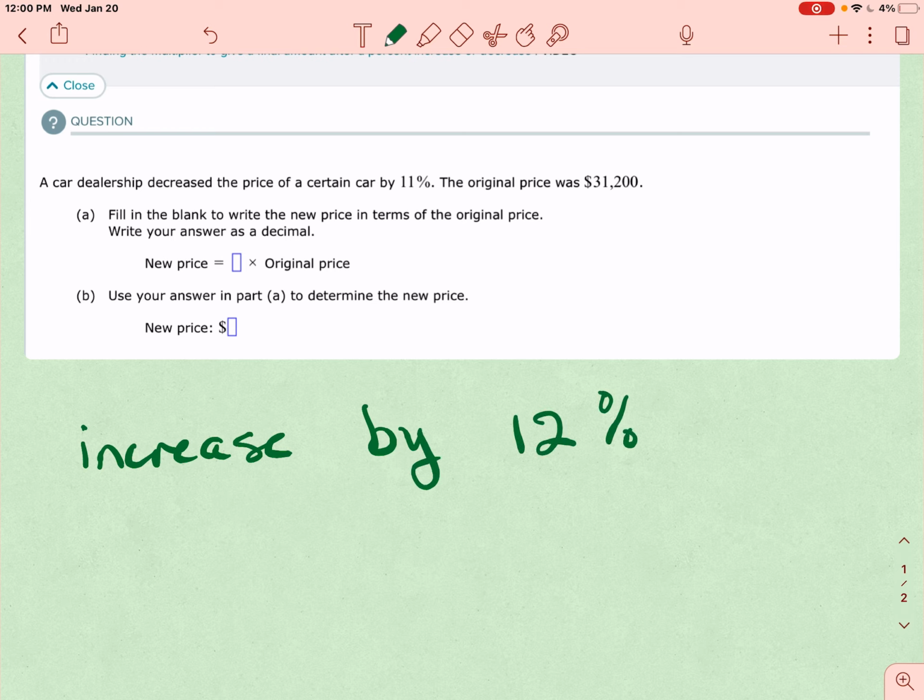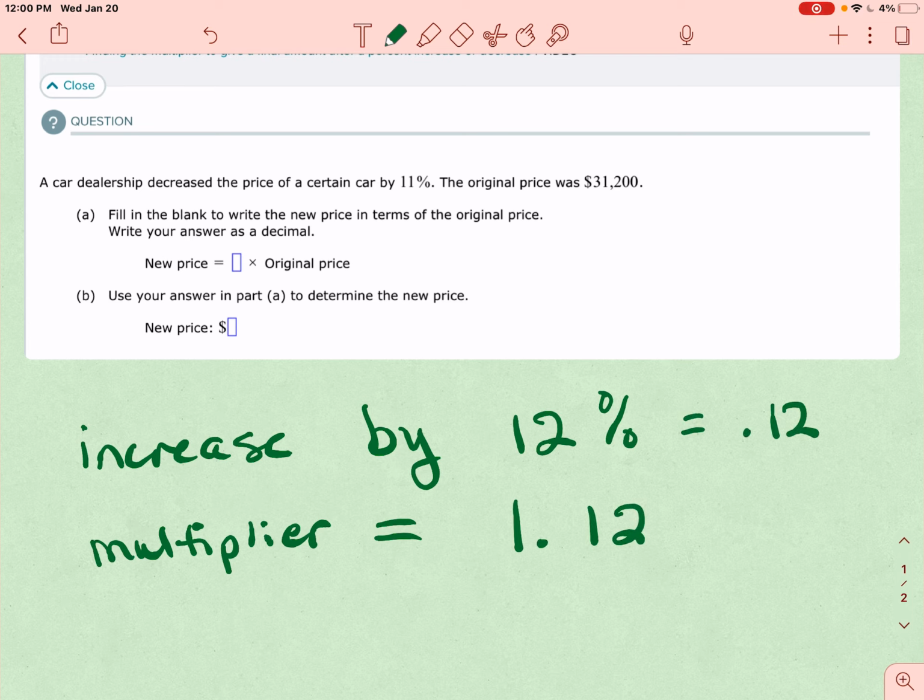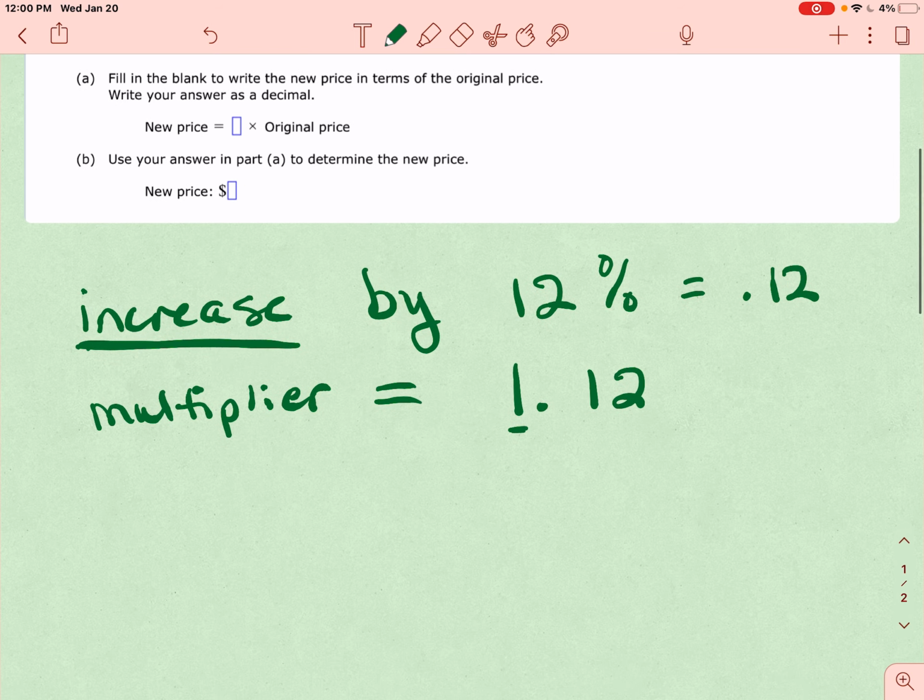Our multiplier is going to need to show that we not only have the original amount, but also have the new 12% added on. So the multiplier is going to be 1.12. So 12% is 0.12. The 1 is going to help me keep the original amount. That's for an increase, because when we increase, the original amount stays, plus we have a little additional.